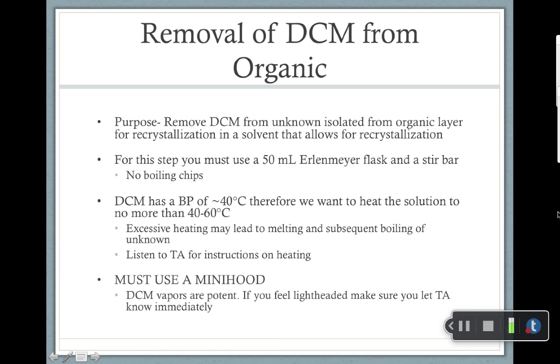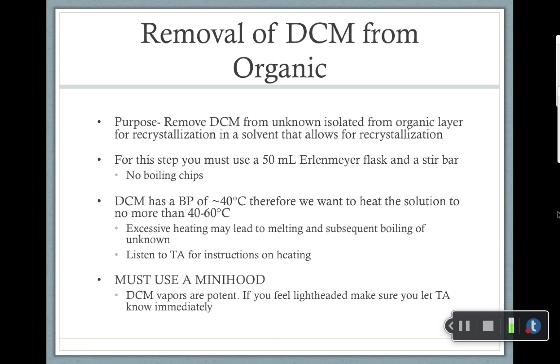So the removal of the DCM from the organic, this is after you have filtered off your sodium sulfate drying agent. Do not do this portion before you have filtered off, because it will not work. Why we're doing this: we have to remove the DCM because the DCM is not our recrystallization solvent. So we've got to get it off so that then we can do the recrystallization step.